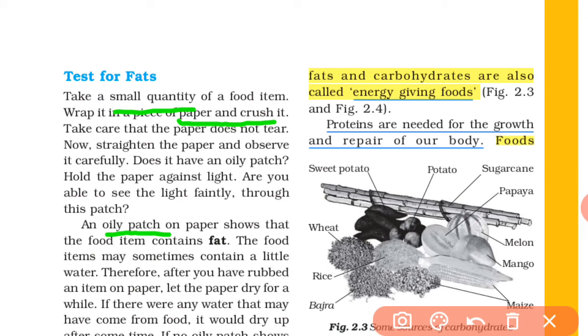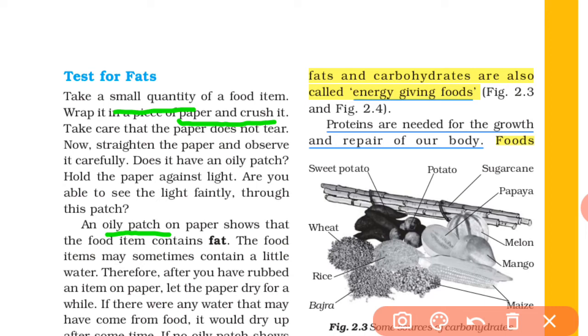Now sometimes, if we cannot crush the food directly, we will make a paste of it. We will crush it, make a powder form of it, and then add some water to it and make a paste. Now we will add that paste on the paper. Initially there will be some patches you will see on that paper, but they are not due to the fat. We have added some water, so those patches are due to that water.